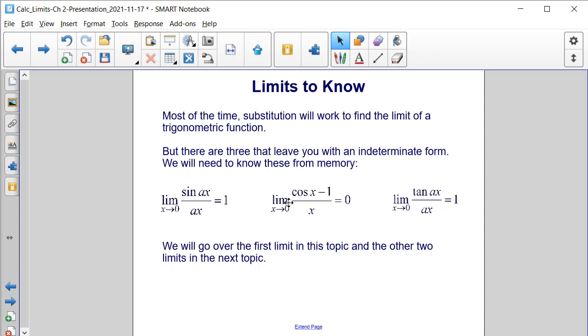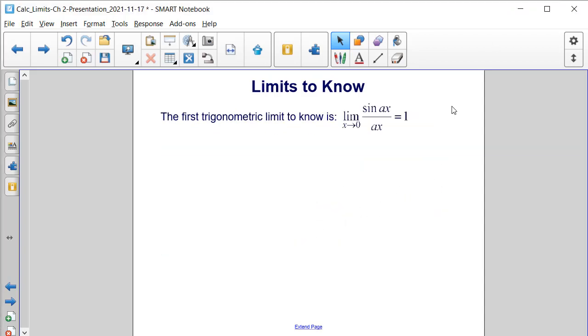cosine of x minus 1 all divided by x as x approaches 0, and that is equal to 0. And the third one is the limit of tangent of a times x divided by a times x as x approaches 0 is equal to 1. We're going to go over this first limit in this topic, and then the other 2 will be discussed in the next one. The first trigonometric limit to know is the limit of sine of a times x divided by the product of a and x as x approaches 0 is equal to 1.